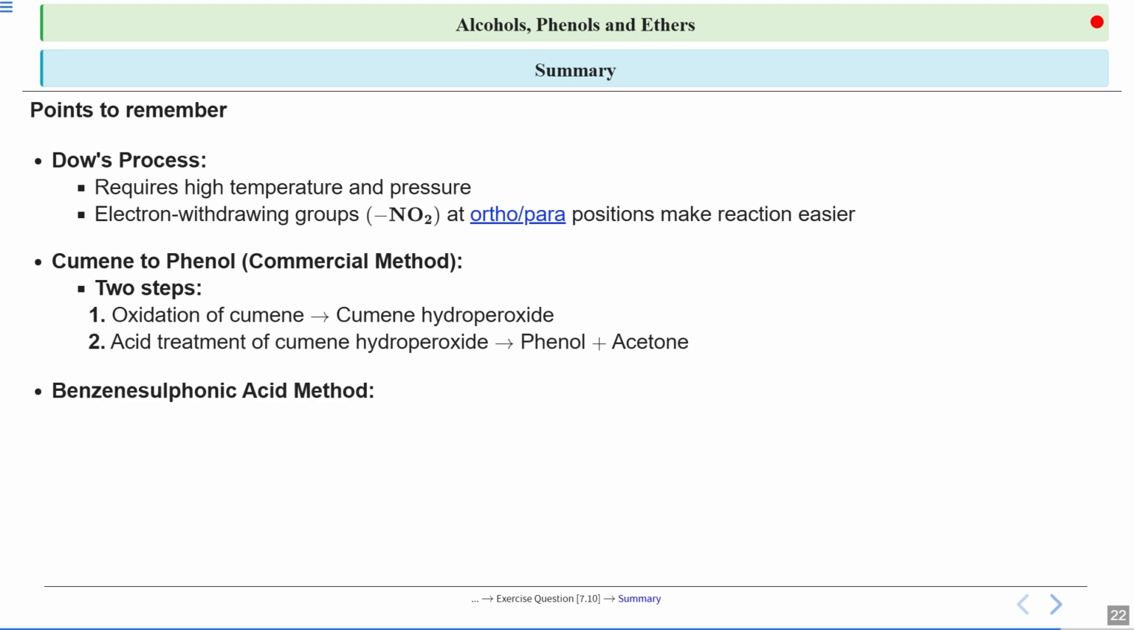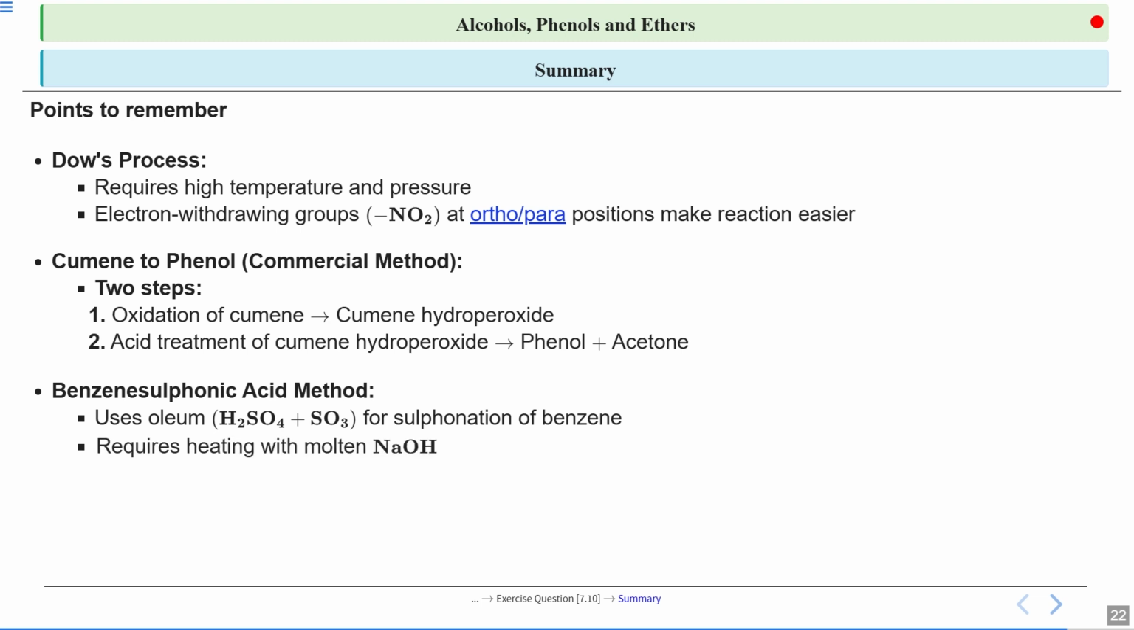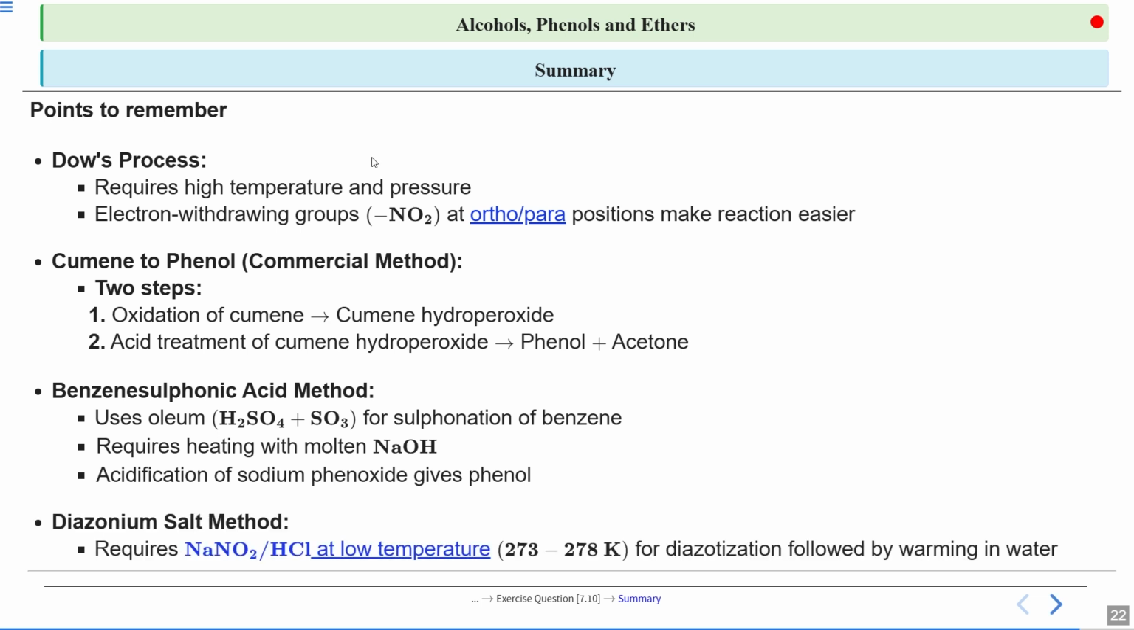Next, from benzene sulfonic acid, we saw that we use oleum for the sulfonation of benzene, and this requires heating with molten NaOH. Then acidification of the sodium phenoxide gives you phenol. Next, we saw the diazonium salt method, which requires NaNO2 and HCl at low temperature, and then diazotization happens, which is followed by warming in water, and then you get your phenol.